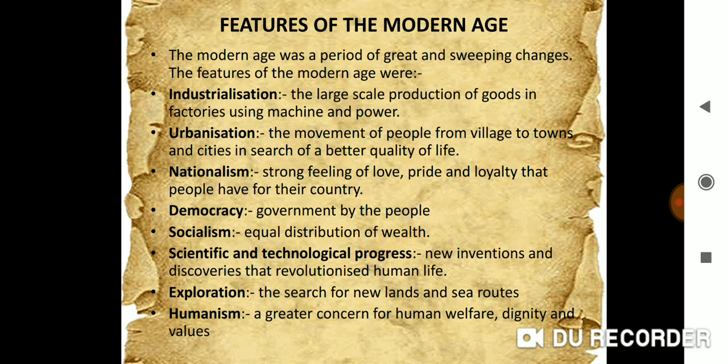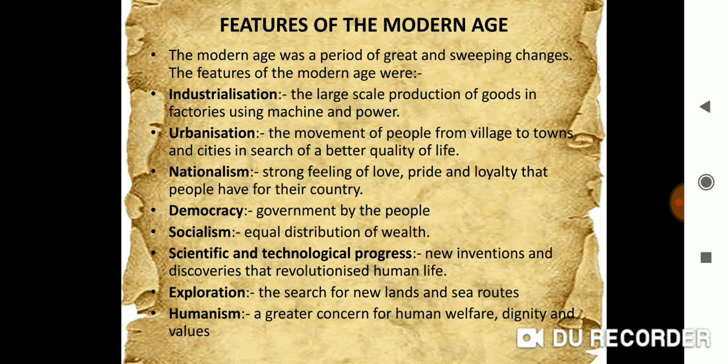Next feature is democracy, the government by the people. In civics also you know, democracy is a system where a government is elected by the people, or government by consent, where all people get the right to vote for their government. This is called democracy. People's voting right should be secure in the democratic system.